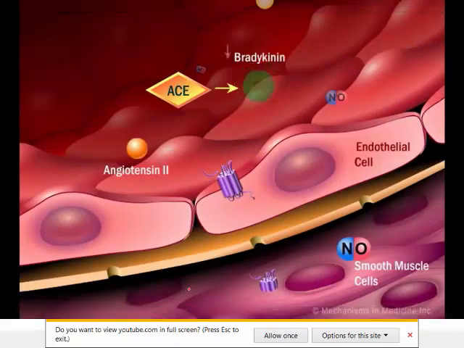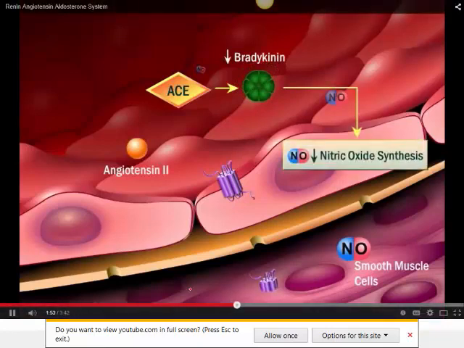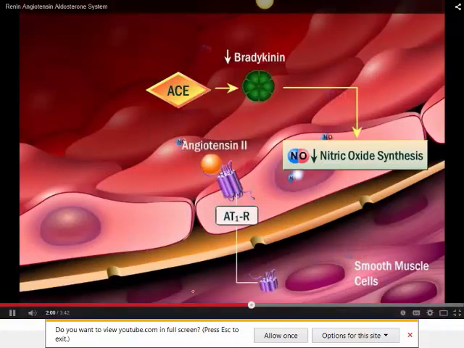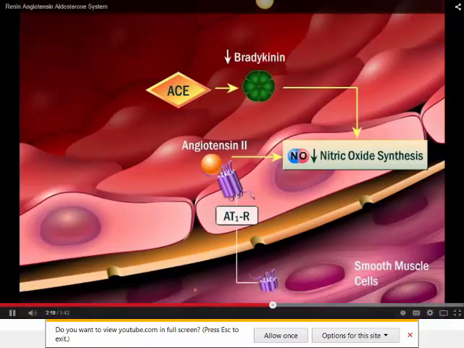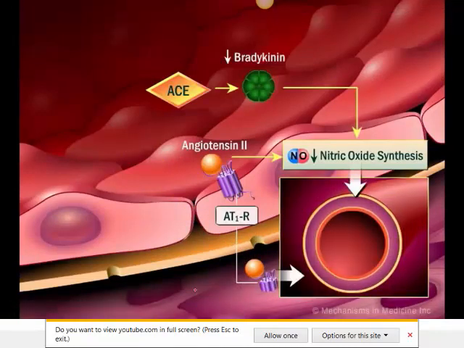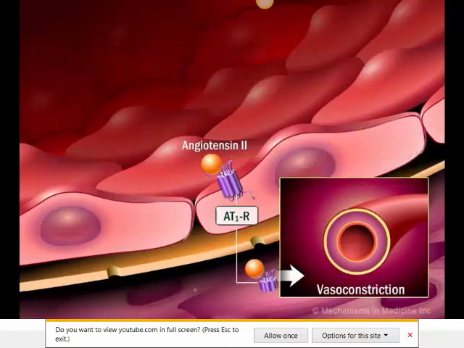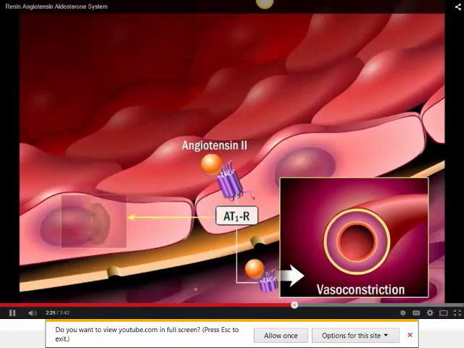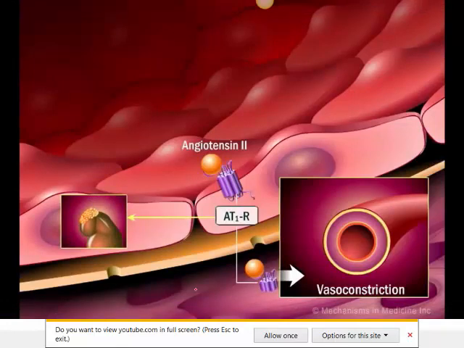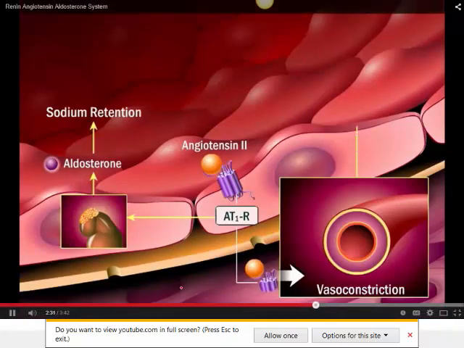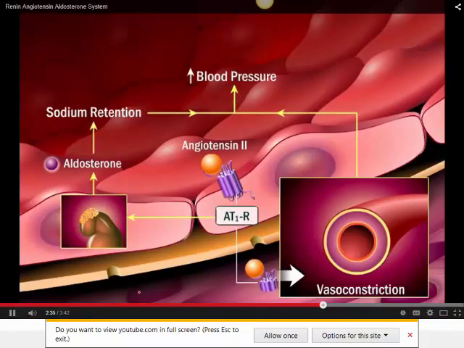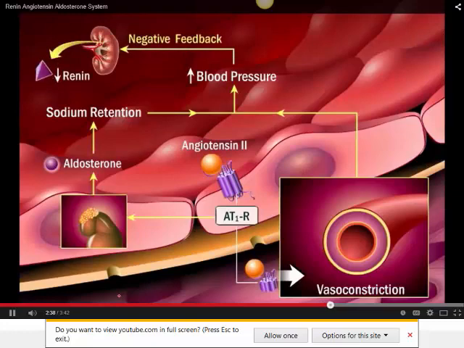Angiotensin-converting enzyme also degrades bradykinin, which is required for synthesis of a major vasodilator, nitric oxide. Angiotensin-2 binds AT1 receptors expressed on the surface of vascular endothelium and impairs nitric oxide synthesis as well. Reduced bioavailability of nitric oxide combined with the stimulation of AT1 receptors on smooth muscle cells causes vasoconstriction. In addition to a vasoconstriction effect, stimulation of AT1 receptor causes the adrenal glands to release the hormone aldosterone, resulting in sodium retention. Combined with vasoconstriction, this increases blood pressure. In the final stages of RAS, the kidney reduces the production of renin.